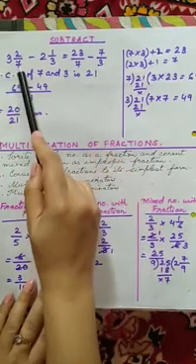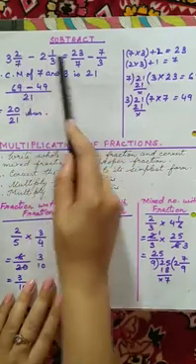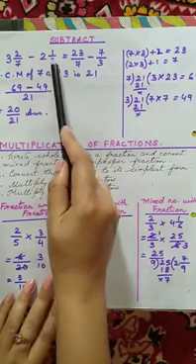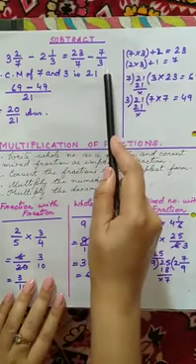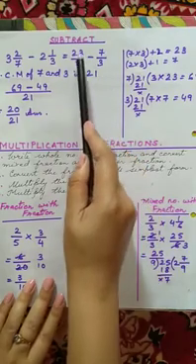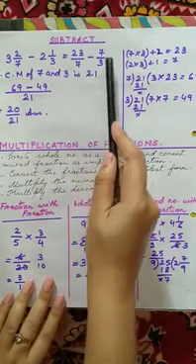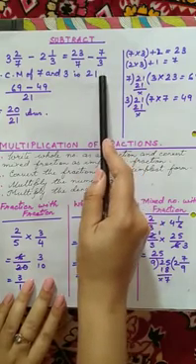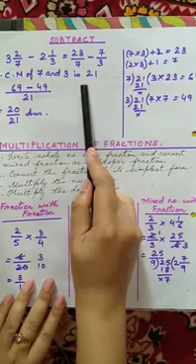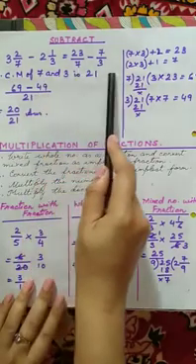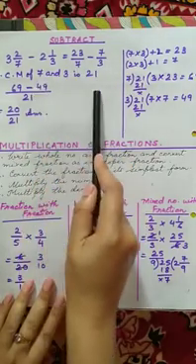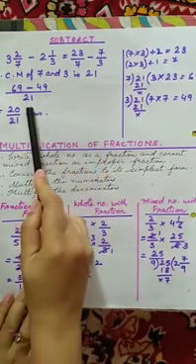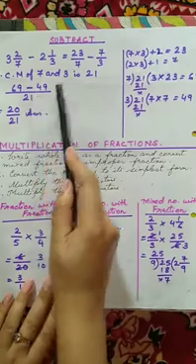3 7s are 21 plus 2 is 23 by 7. 2 3s are 6 plus 1 is 7 by 3. So we have to subtract 23 by 7 minus 7 by 3. Now 7 and 3 cannot be divided by the same number. Therefore, to find the LCM of 7 and 3, we multiply them, which is 21. Now we take 21 as the common denominator and start dividing the denominators.